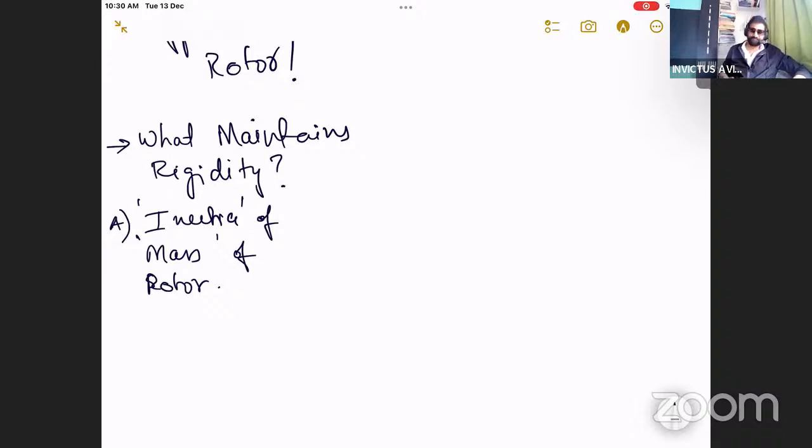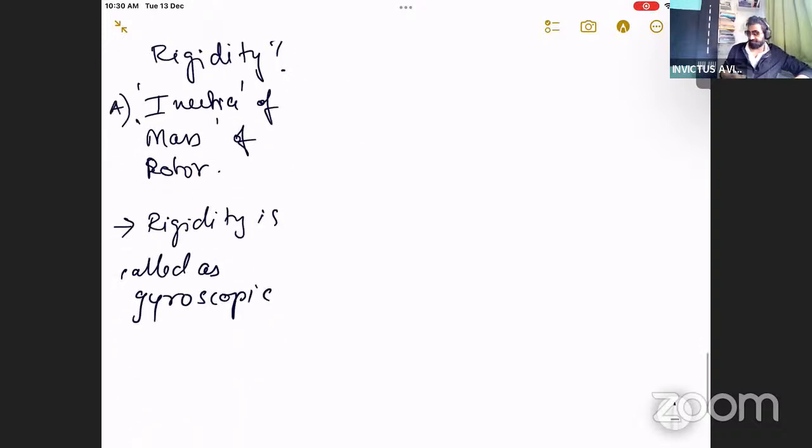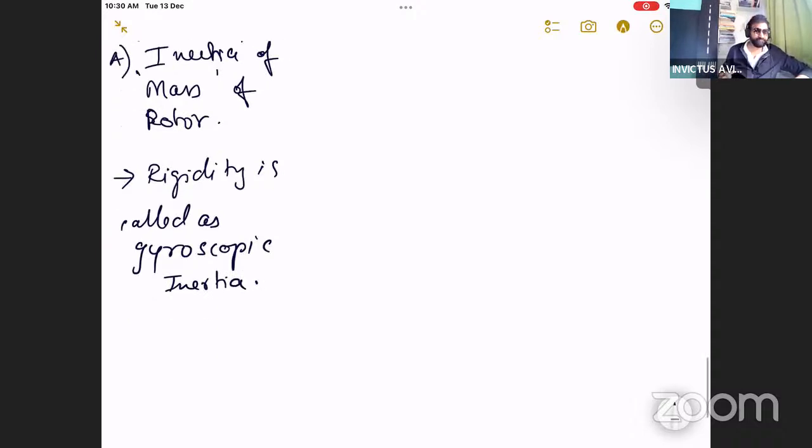Write down next point. Rigidity is also called as gyroscopic inertia. A very important point. Rigidity is also called as gyroscopic inertia. Can anyone tell me what is inertia? Anyone? Yeah.